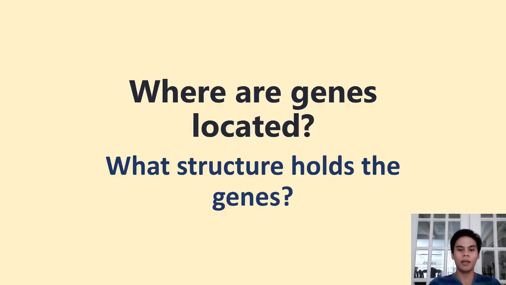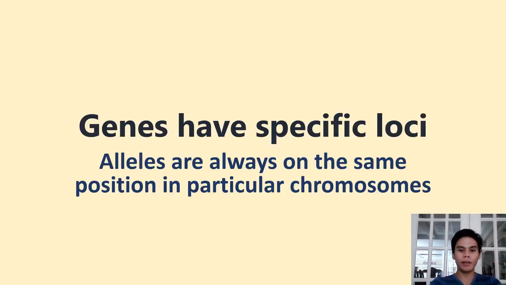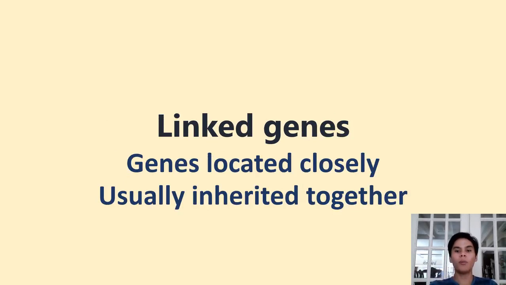Alright? So next we discuss where the genes are located. So these genes are located where? They're located on the structure that we call loci on the chromosomes. Again, loci or locus is just the specific place that they are on the chromosome. So when we say genes are linked, that means that these genes are closely located. Again, their loci are very close to each other. And since they're very close to each other, they're usually inherited together.